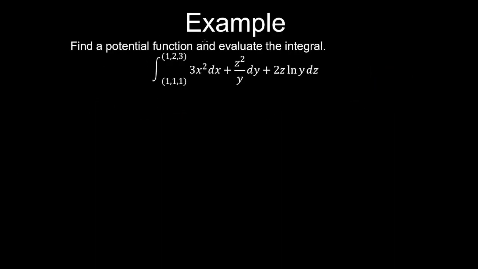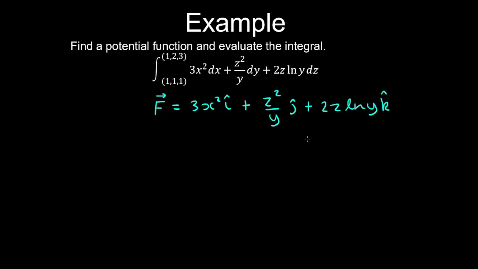Find a potential function and evaluate the integral. So here we have the integral of a differential, and we use the component test to check if it's exact, and if that's true, that tells us the following vector field with component A in the i direction plus the component B in the j direction plus the component C in the k direction is conservative.